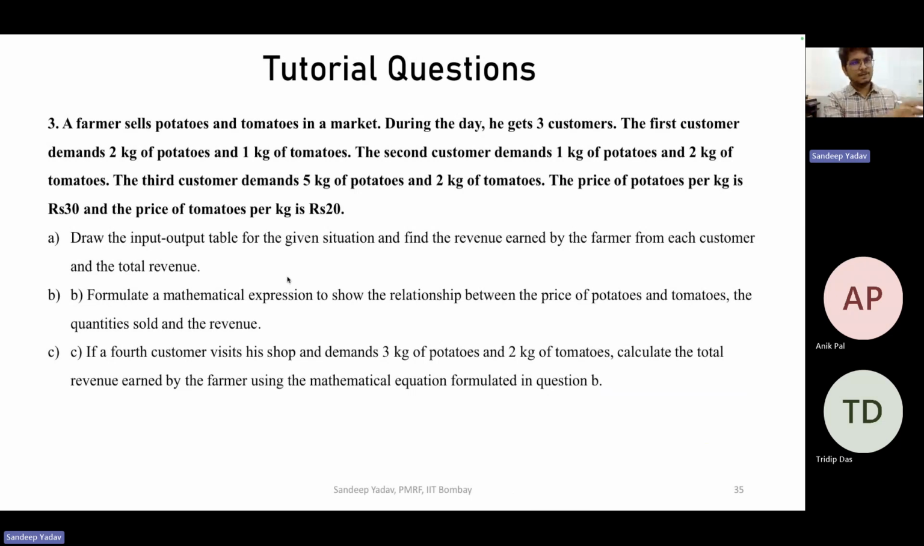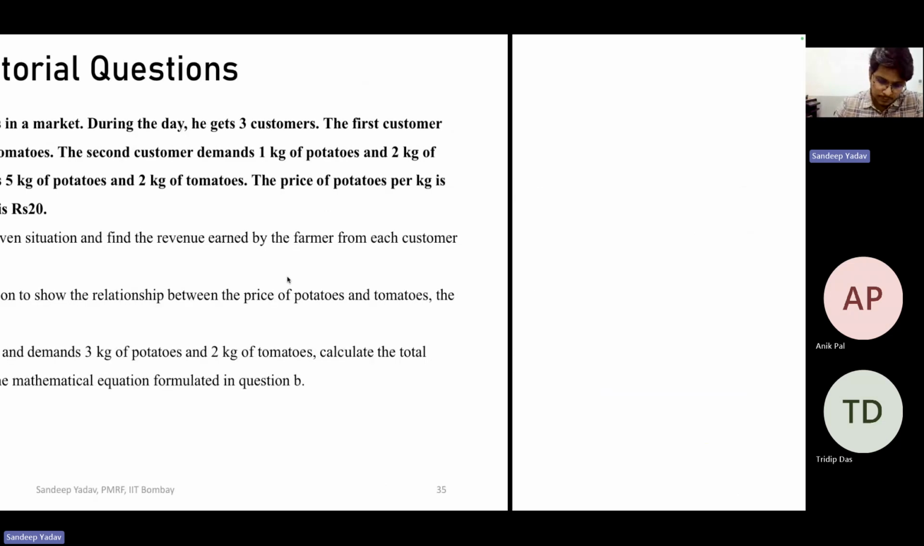Question number 3 says a farmer sells potatoes and tomatoes in the market. During the day, he has three customers. The first customer demands 2 kgs of potatoes and 1 kg of tomatoes. The second customer demands 1 kg of potatoes and 2 kgs of tomatoes. The third customer demands 5 kgs of potatoes and 2 kgs of tomatoes. The price of potatoes is 30 rupees per kg and the price of tomatoes is 20 rupees per kg. Now we have to draw an input output table for the given data.